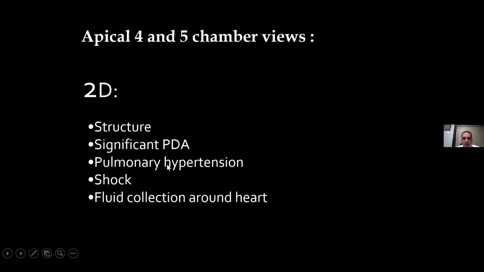Why have I written pulmonary hypertension? In that case, your RA and RV will be dilated. You will be seeing the interventricular septum. You will assess the intraventricular volume, and hence you will know whether there is hypovolemia or not, or whether there is any pericardial effusion in this typical apical 4-chamber and 5-chamber view.